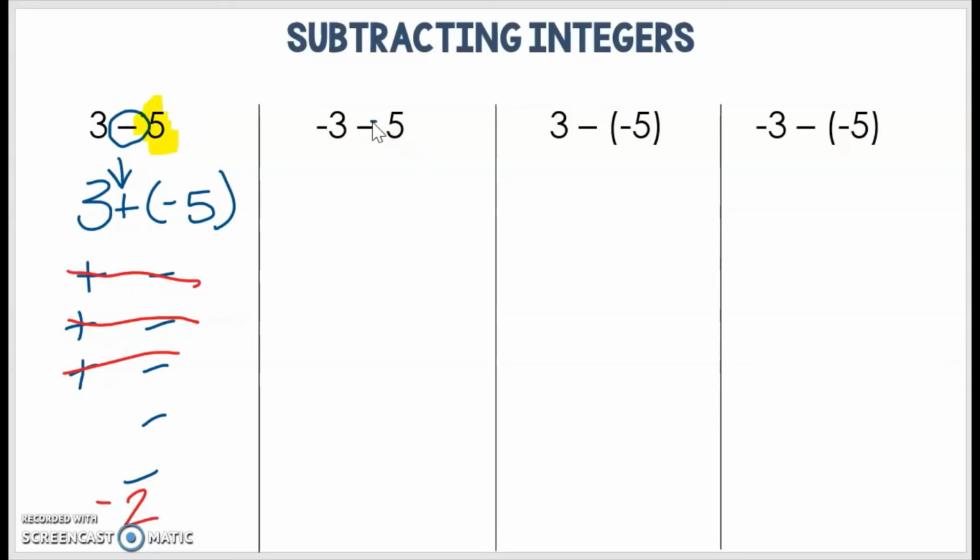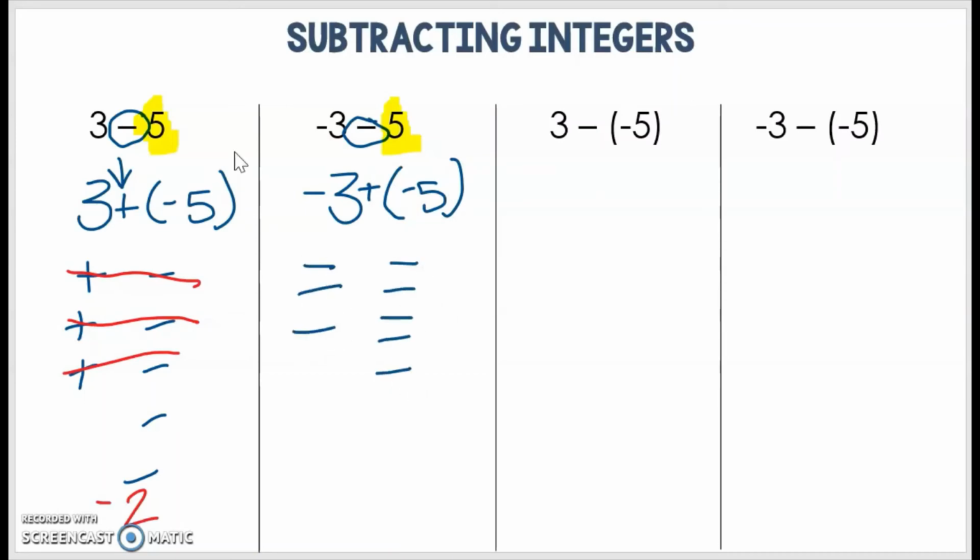Next one, 3 minus 5. No, sorry, -3 minus 5. I'm going to add the opposite of the second number. So -3 plus the opposite of 5, which is -5. Do my charge model. I have 3 negatives and I have 5 negatives. I have no zero pairs, and I can combine -3 and -5 and I get -8. -3 minus 5 is -8.